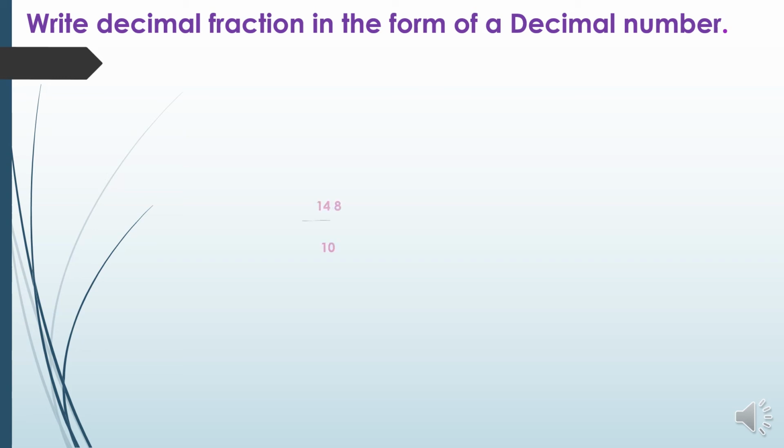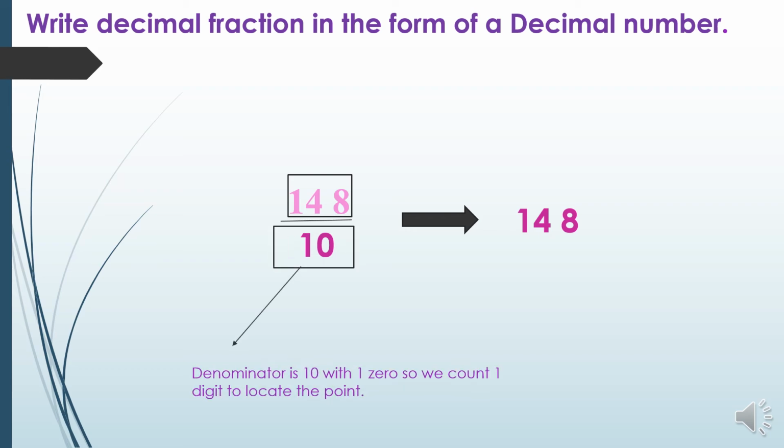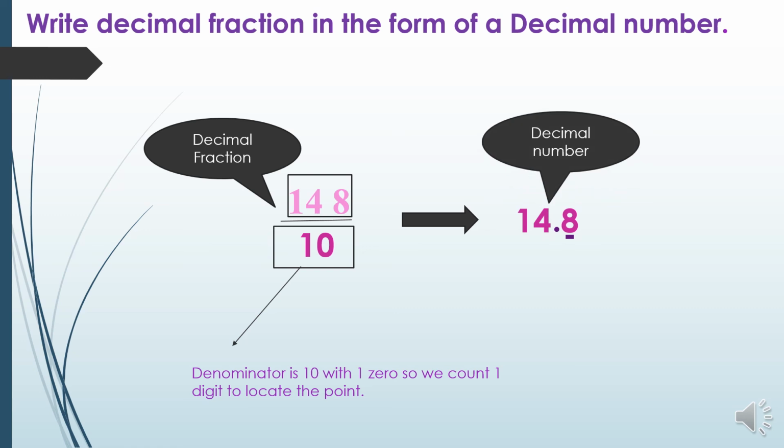Another example. 148 over 10. The same. First we have to take this number and I will put beside it point 0. Then I will move the point. How many steps? One step. Excellent. I will move it one step because we have 10 here. Then I will put the point. This is the decimal fraction and this is the decimal number. The answer is 14.8.